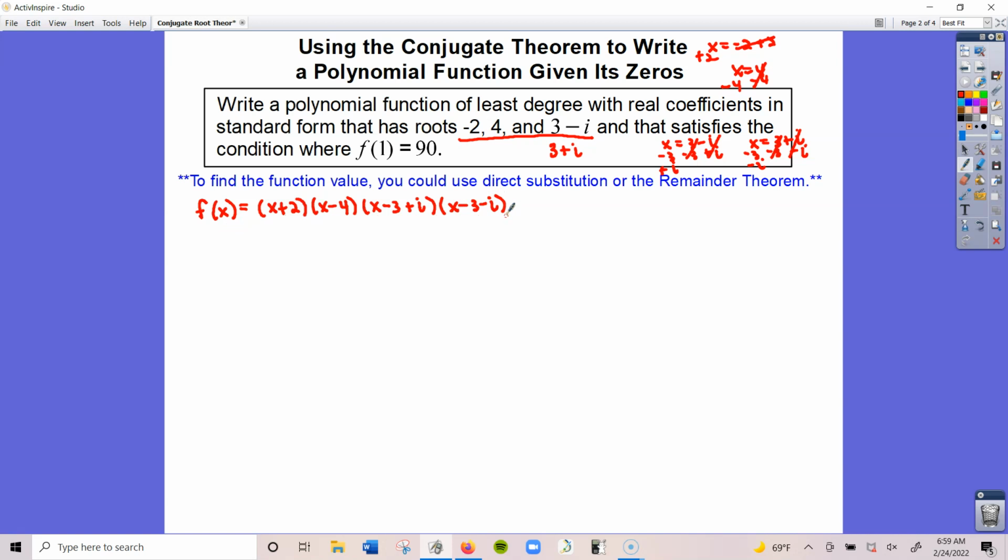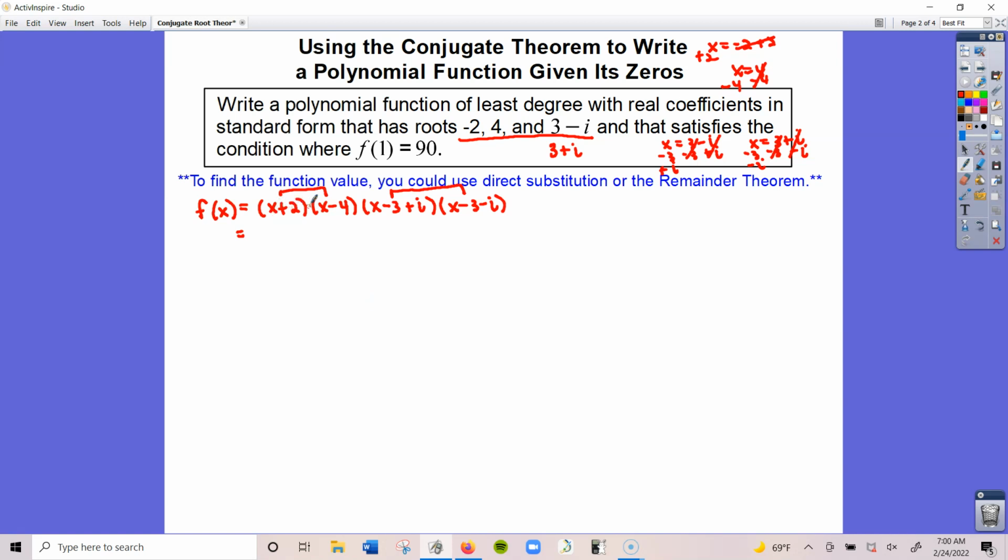So here we have our linear factorization of that particular polynomial. However, the question is asking for this polynomial in standard form. So if we want it in standard form, we're going to have to multiply everything out. Now, remember, we can only multiply two things at a time. So since I have 4 factors, I'm going to multiply these two together and then these two together.